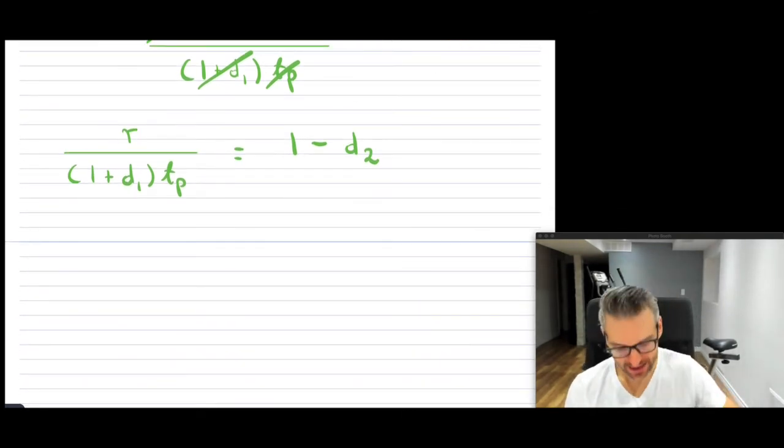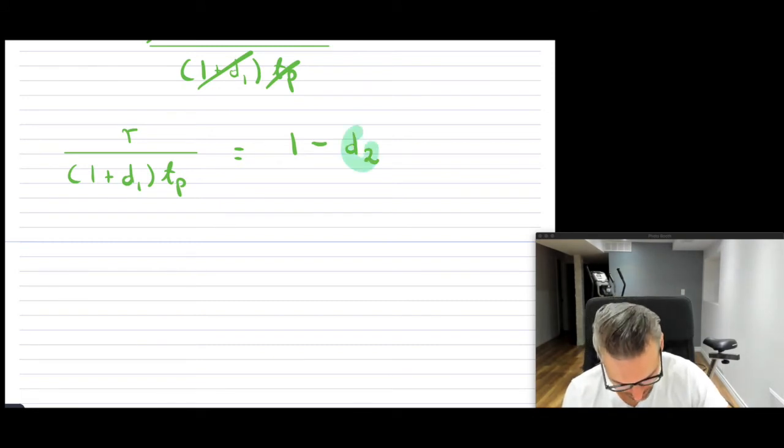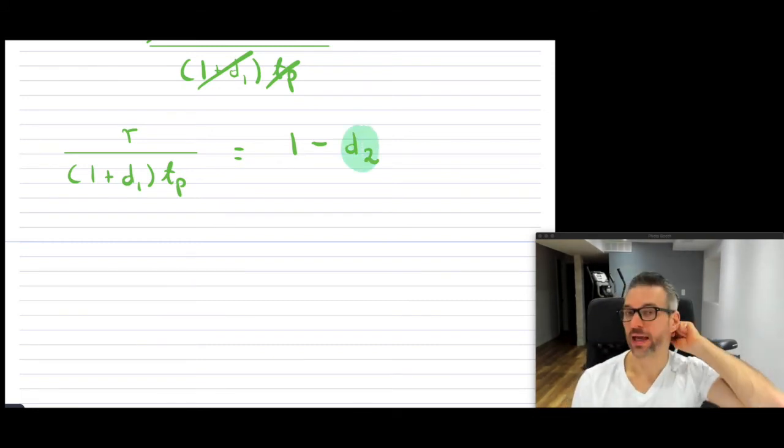And now because I am trying to solve for this d2, I want to be able to isolate it on its own. All right, I want to have it just on one side.